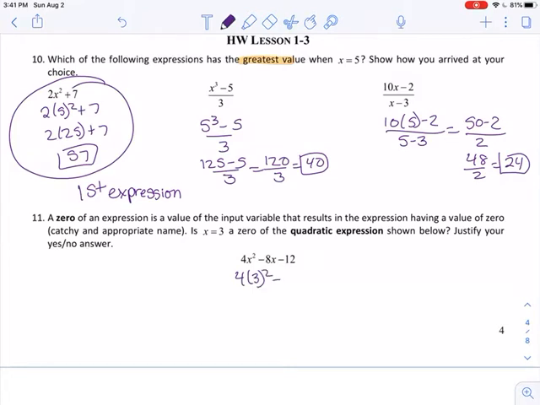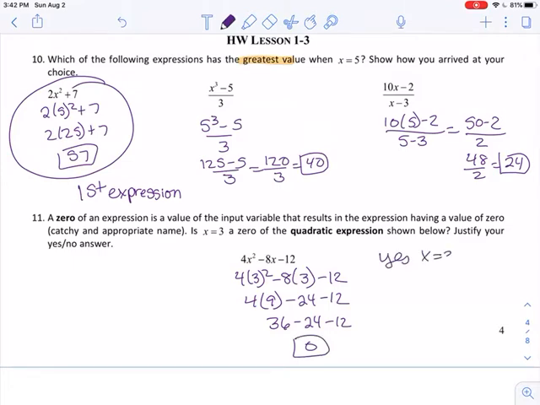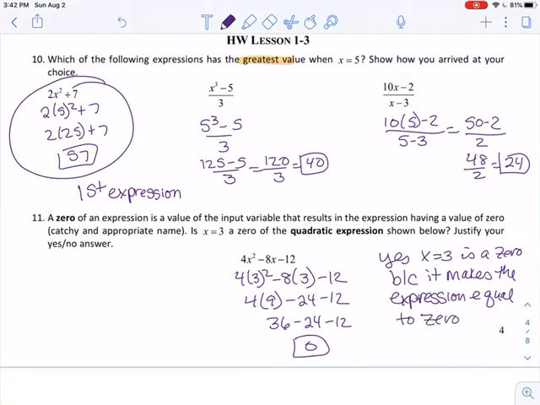So I'm going to substitute in 3 for x and see what my answer is. So 4 times 3 squared minus 8 times 3 minus 12. 4 times 9 minus 24. 36 minus 24 minus 12 is in fact 0. So yes, x equals 3 is a 0 because it makes the expression equal to 0 when substituted.